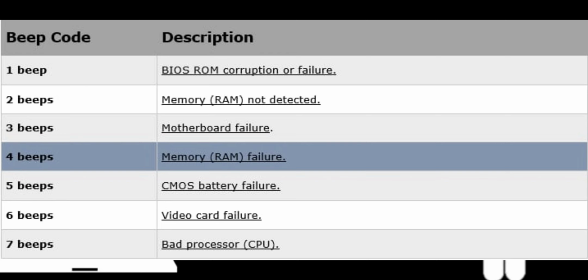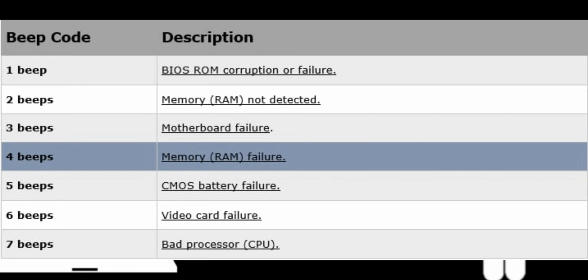Then second, test with one RAM module at a time. If your computer has multiple RAM modules, try booting the computer with only one module installed at a time. Test each RAM module individually to determine the error. Then third, check for RAM compatibility. Ensure that the RAM modules you are using are compatible with your motherboard.